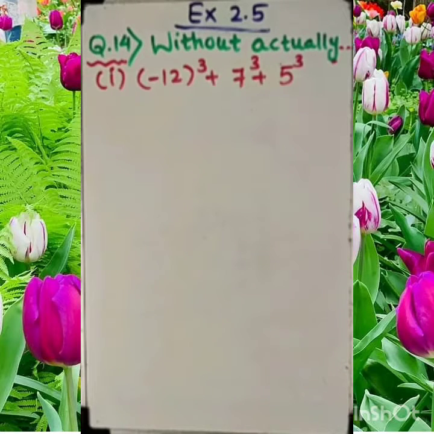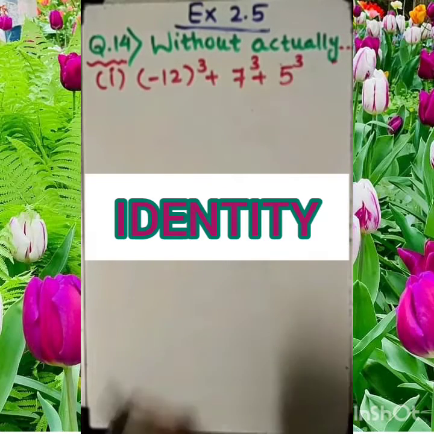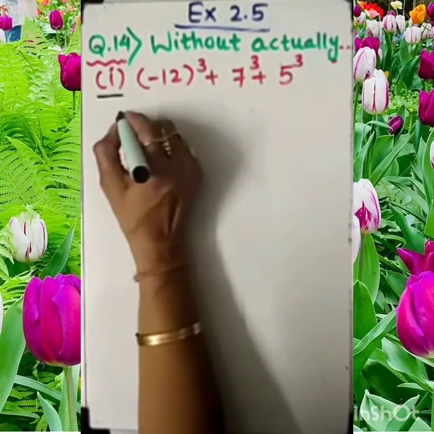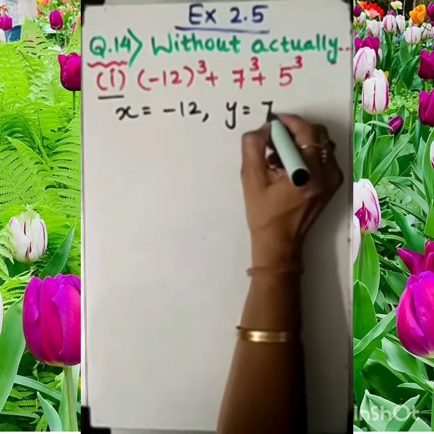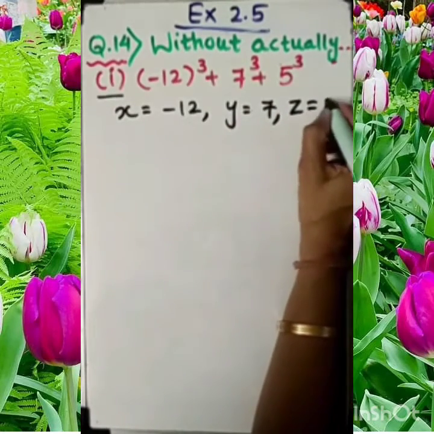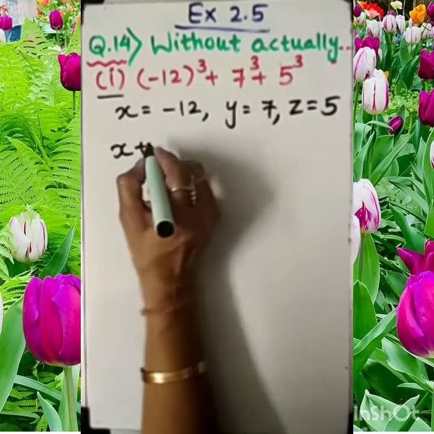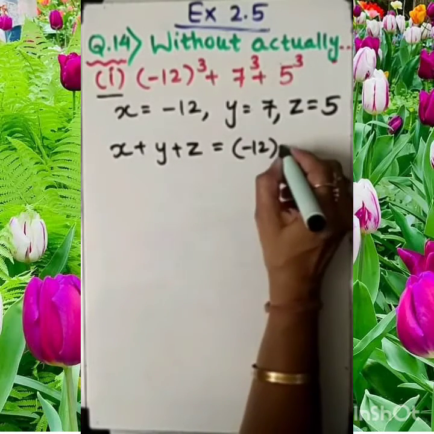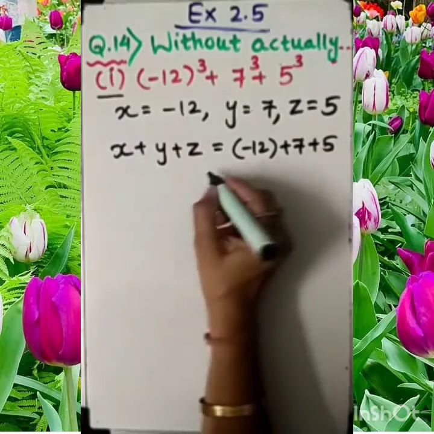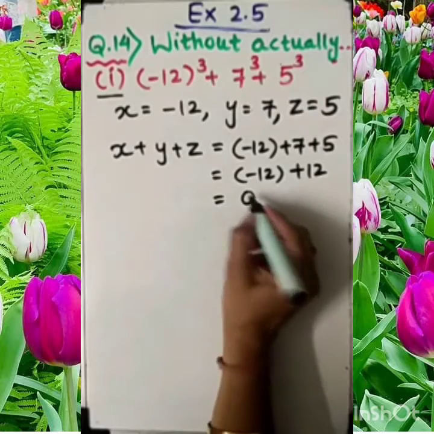Here it is clearly mentioned, we do not have to calculate, but we have to apply the identity for that. Let's compare this as x, so x equal to minus 12, y will be 7 and z will be 5. First of all, let's start with x plus y plus z. Let's add all these three. What is the solution? Minus 12 plus 7 plus 5. 7 plus 5 is 12, so it is coming 0.